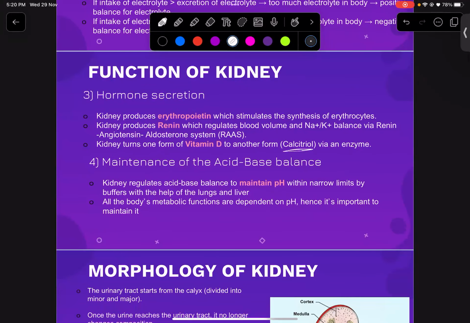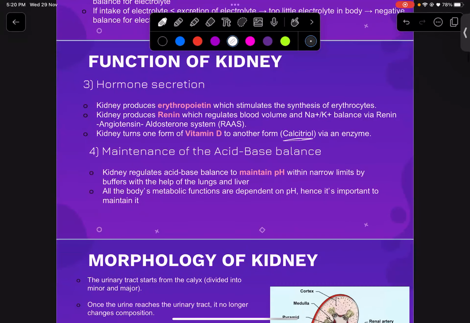Okay, and the final function of the kidney is acid-base balance. We know that the body must maintain a really specific pH, around 7.45. If it ever goes out of that range, everything will basically crumble, because all the body's metabolic functions are dependent on the pH. The lungs, liver, and most importantly the kidney are the ones regulating this acid-base balance, so it's really important to maintain it. And you will have the last two physio lectures focusing just on this.